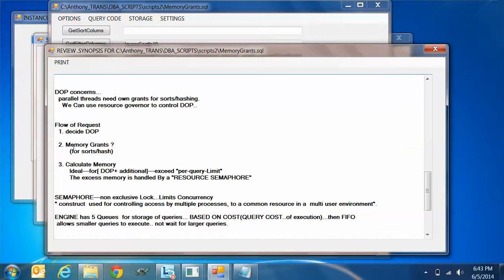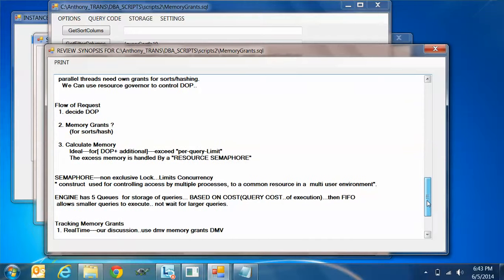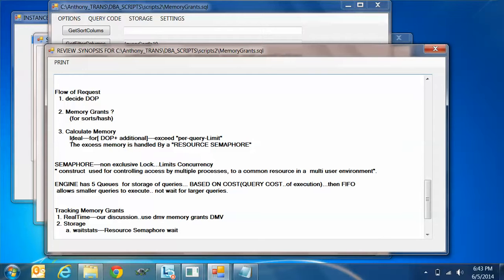Of course, memory grants: will it have enough memory for memory grants, the memory for sorting and hashing? The process tries to calculate the ideal memory required for the execution of the query. The ideal memory is basically what it can store in memory as far as the DOP, the degree of parallelism, and the additional memory needed for the sorting and hashing, outside, as I have it here, the per query limit. There's always a set determined amount that the query has to begin with, but the extra memory is through the memory grant. Also, the memory grants are handled by a resource semaphore.